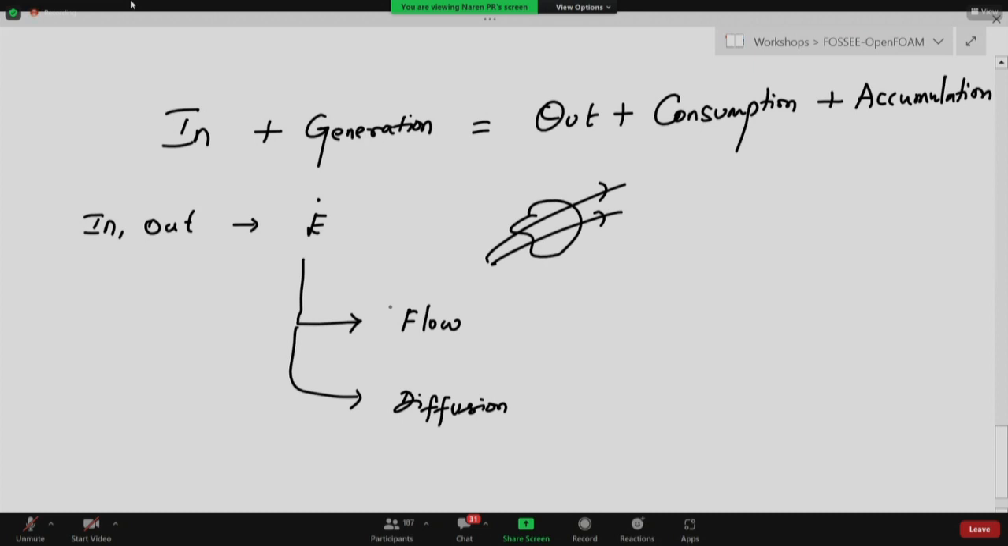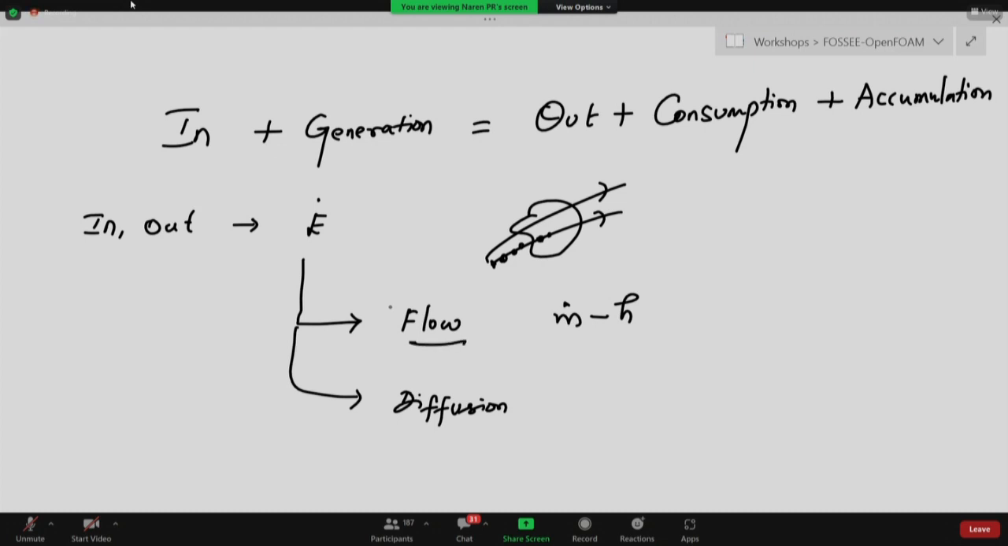What do you mean by it can come by flow? Because the fluid is flowing, because there is a mass flow rate, and this mass flow rate is associated with an energy that we call specific enthalpy, H. Every matter is associated with energy. If a mass is coming in, then the enthalpy associated with that mass can also come in. Now, what is diffusion? Diffusion is without motion.